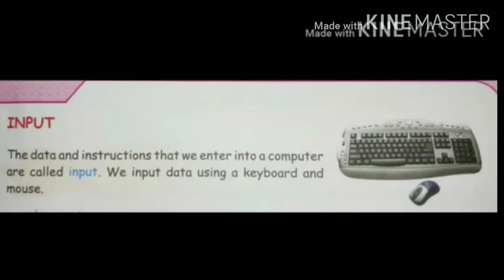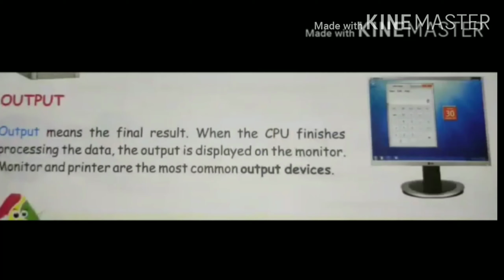Now when you have entered the information into the computer, the work of the CPU starts. It starts working on that data or information, and this is called process. And the result that you get, suppose you have asked the computer to add 2 and 2. So the result that you get, that is 4. 2 plus 2, 4. That is the final output result. That is output.